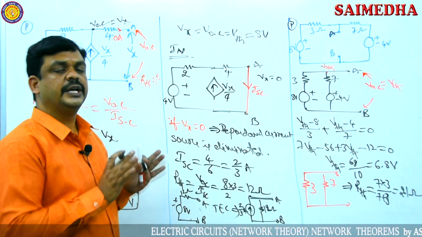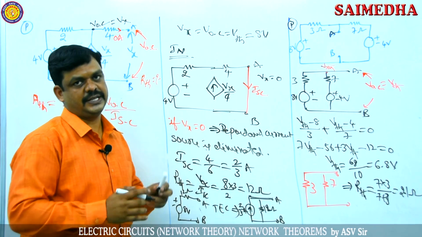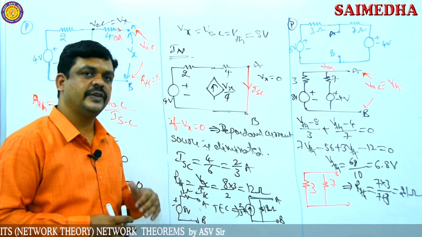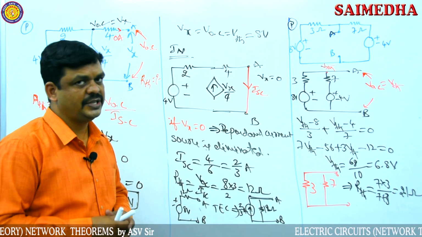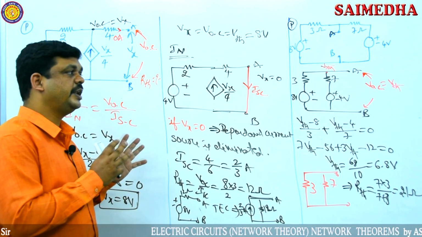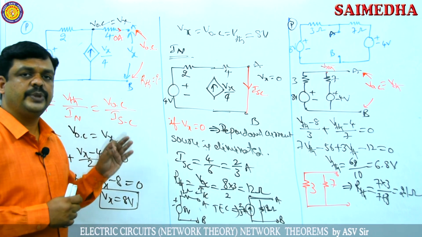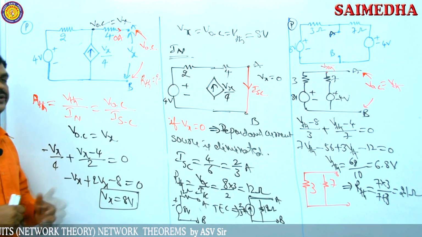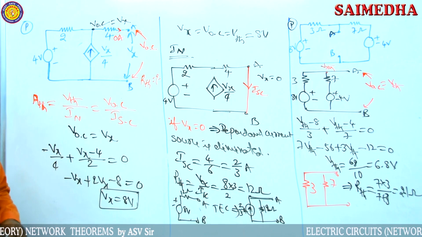So finally we got Thevenin's voltage and Thevenin's resistance. So this is the standard procedure to find Thevenin's voltage, Norton's current and Thevenin's resistance according to the given problem. These are important problems because these are previous competitive exam questions. So please note down the solutions of the given problem.